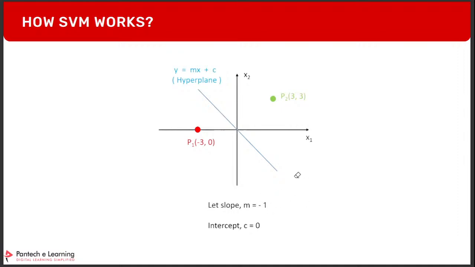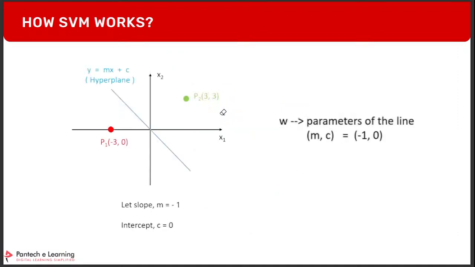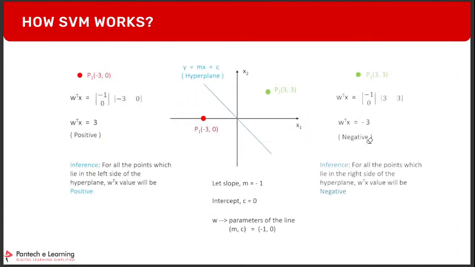With that, we are going to substitute it here. So the parameters of this line, m comma c, will be -1, 0. Now the calculation is the transpose of this value w, matrix multiplication with x. We will do it for both of these points, one for P1, which is the red color, and another for the green color class. And when I convert this -1, 0 into matrix format and take the transpose, what is transpose?